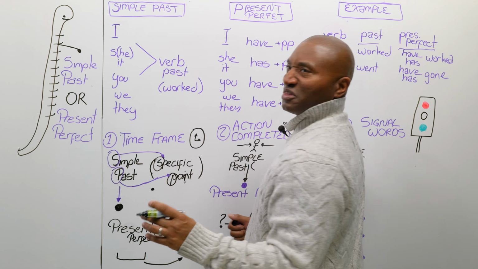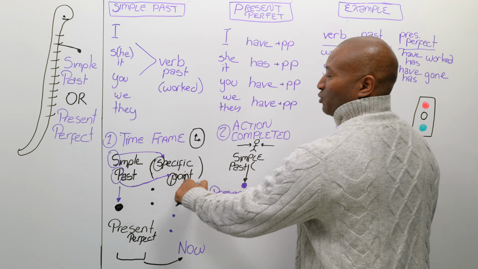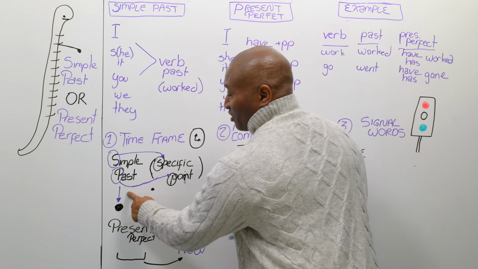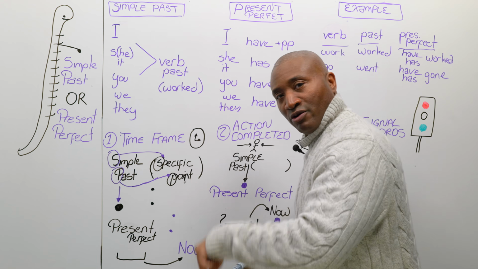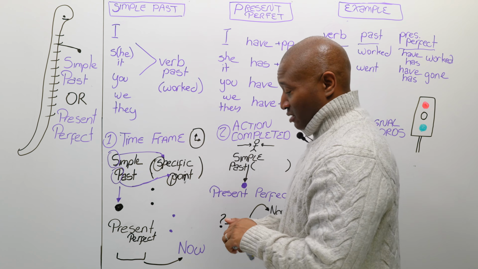SP. Not the best, but you'll get it. S for specific, P for point. So simple past is a specific point in time. And that's what this is. SP, you go right here, it's like right here, right now, at this point. That arrow indicates a specific point.